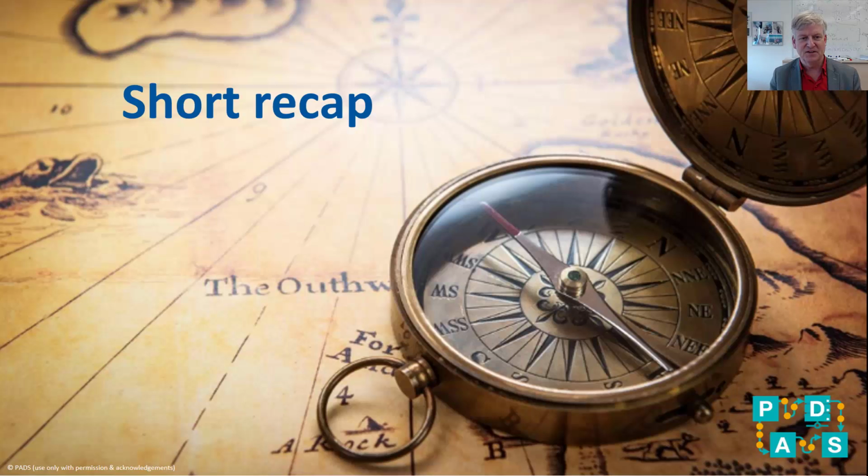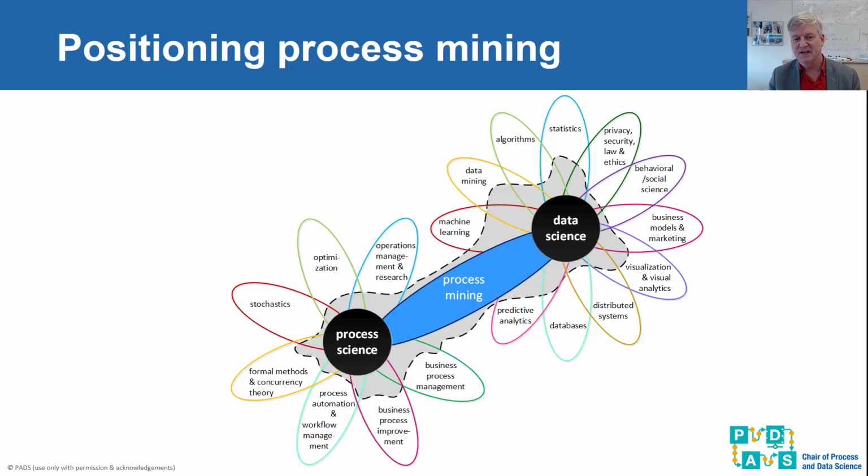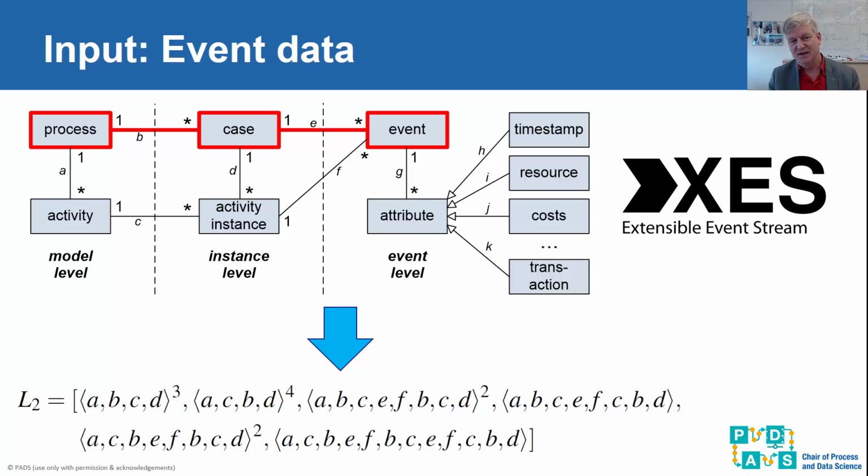Okay, but let's start with a short recap of what we talked about in the last lecture. So process mining is the connection between process science and data science. You could also say it's the part of data science that is focusing on end-to-end processes. We are concerned with things like performance and compliance, as we will see today. And we are taking very general event data as input.